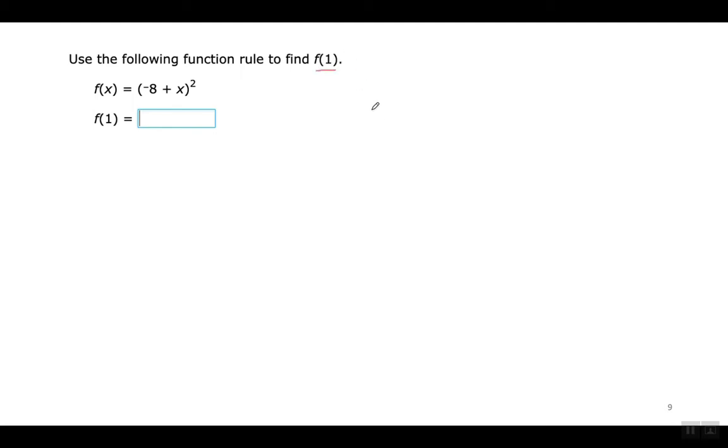Alright? F of 1. So f of 1 equals, substitute the 1 wherever you see the x. Alright? PEMDAS, order of operations. Please excuse my dear Aunt Sally. The first step is parentheses.